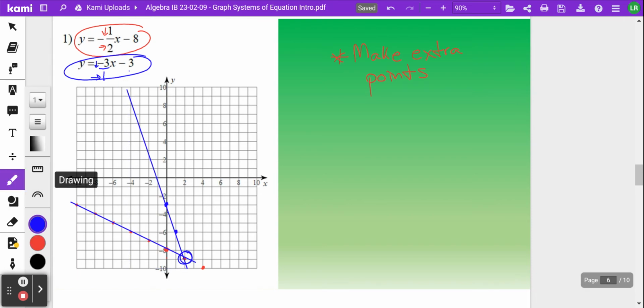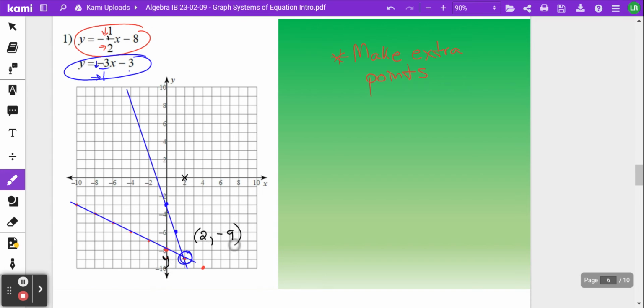And then the only thing I need to do is name what that data point is. This is a consistent independent. Okay, I knew this because it had different slopes. But this would be 2 on the x and negative 9 on the y. And that's all that we do for right now.